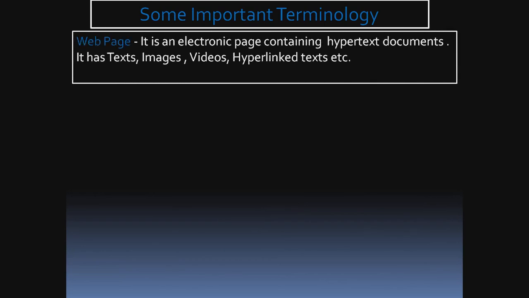The first is web page. We all know it is an electronic page and it contains hypertext document. As I said, hypertext means not only text but with text, images, videos, then hyperlinking, animations, etc., etc.